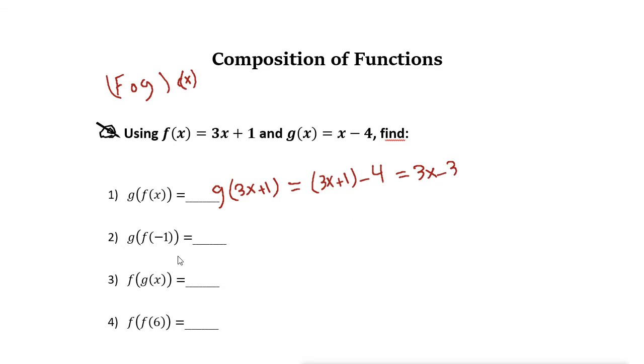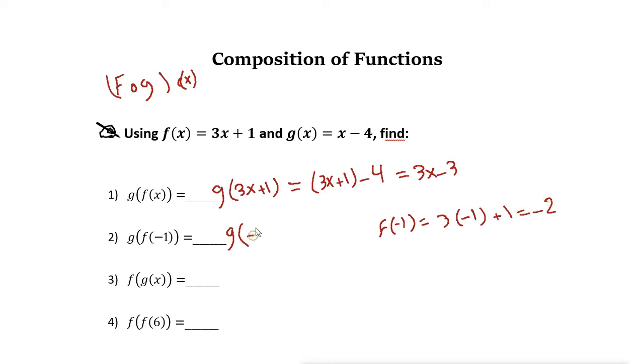Now let's take a look at the next one. It says g of f of negative 1. So first, what is f of negative 1? Here we have 3x plus 1. So f of negative 1 is 3 times negative 1 plus 1. 3 times negative 1, negative 3 plus 1 is negative 2.